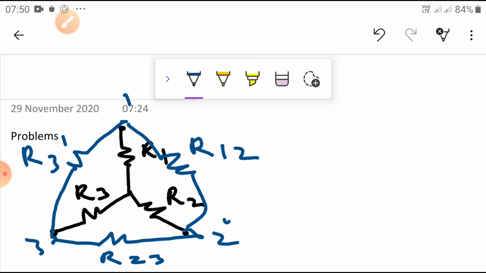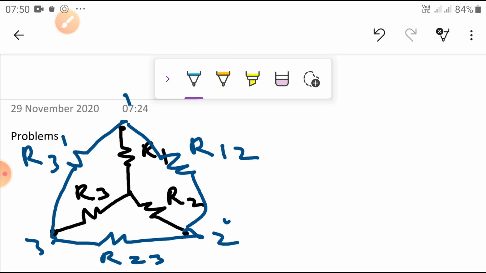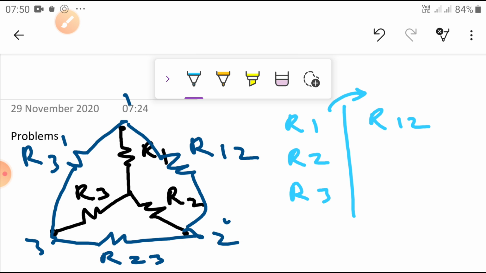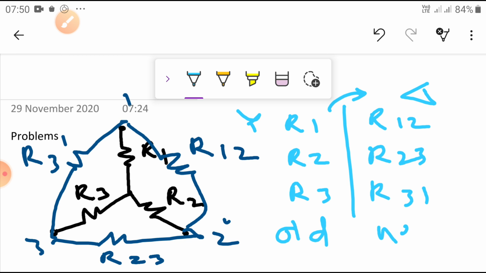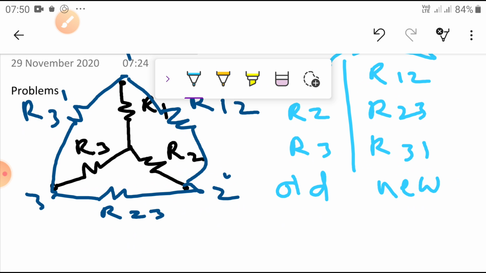So here I am going to convert the values. The given values are R1, R2, R3. I am going to convert these into R12, R23, R31. These are connected in delta, and those are connected in star. These are the old values given, and these are the new values I am going to find. So then what to do? Simply write the equations, whatever equations you know.